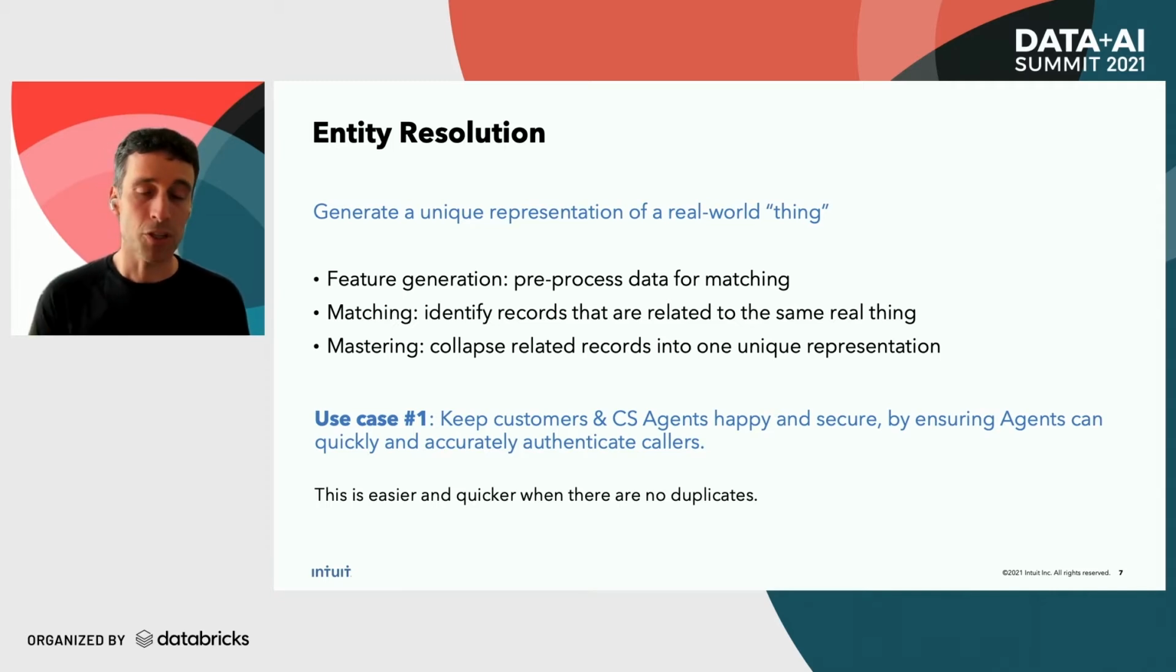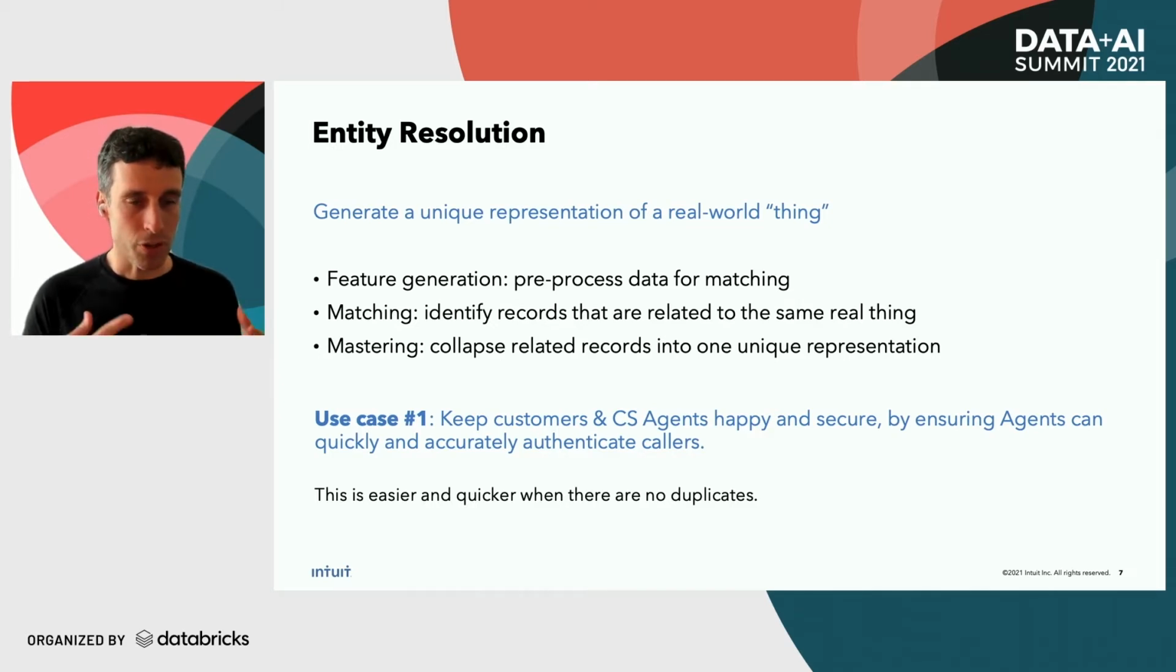We do feature generation, which is essentially pre-processing data at runtime in ways that will help for matching. So you might lowercase everything in every record if you're going to do direct string matching. In the matching stage, we identify records that are related to the same real thing, whether using string matching or fuzzy matching. I think we've explored using Soundex to match.